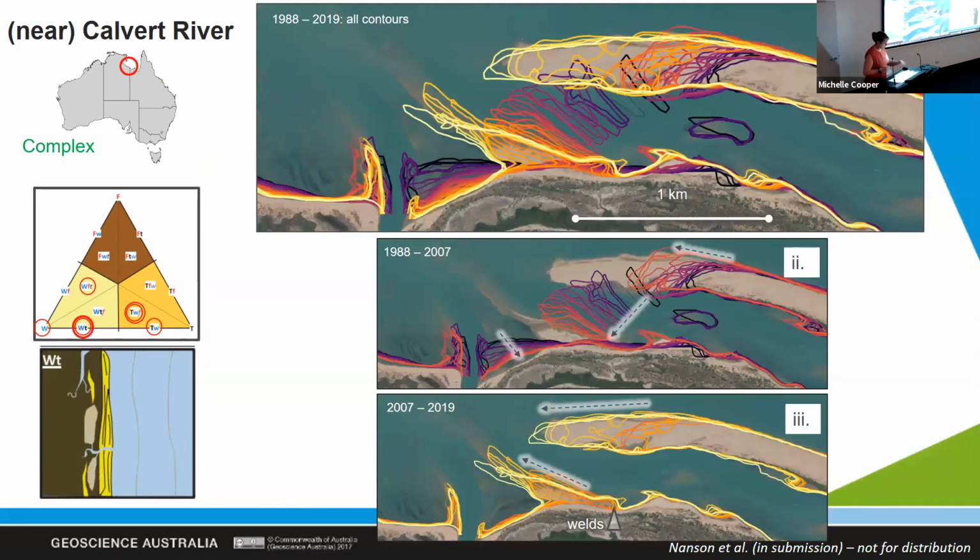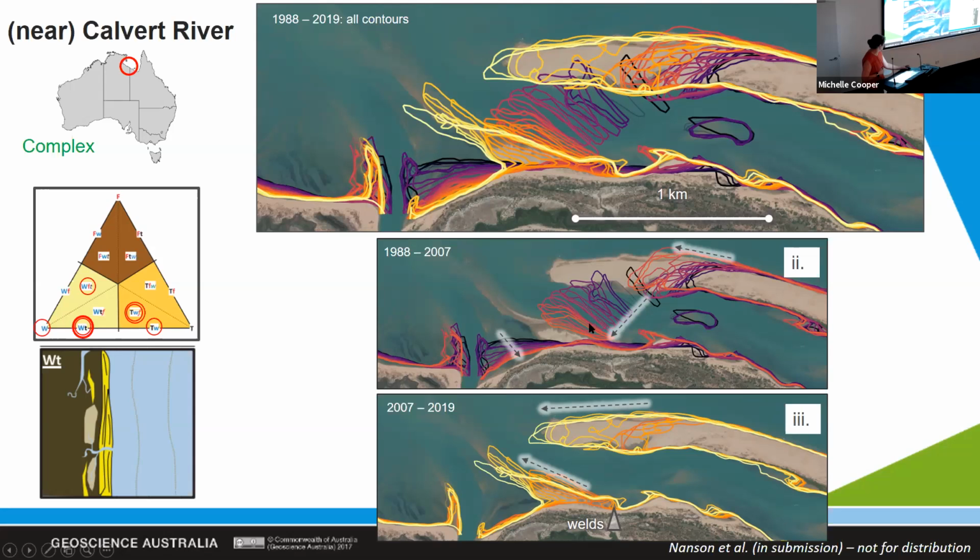Now you can't always make a fancy video out of it, so I've shown you an alternative way of doing this here. Here's another relatively complex system up in the Gulf of Carpentaria with overlapping contours that looks a bit messy, but if you break it into two epochs, you can see that you've got this early development of another recurved spit, the extension of the recurved spit with the tidal channel in behind it.